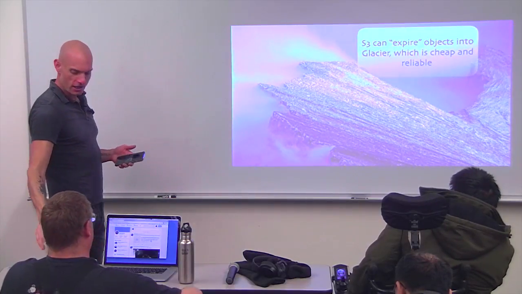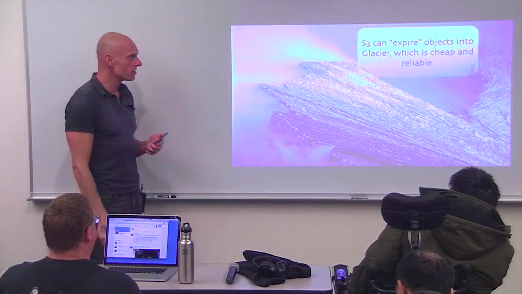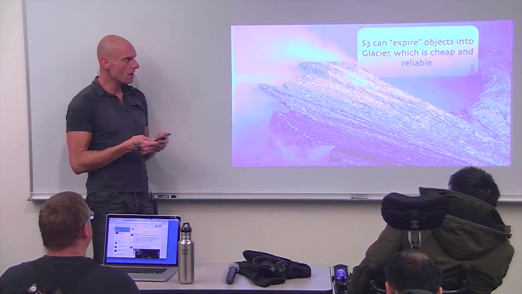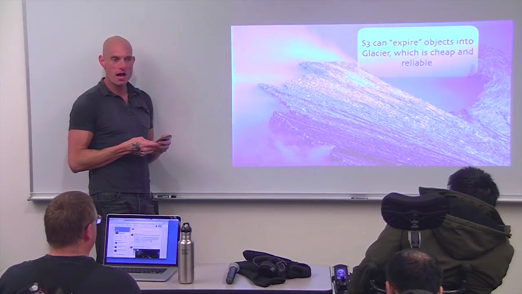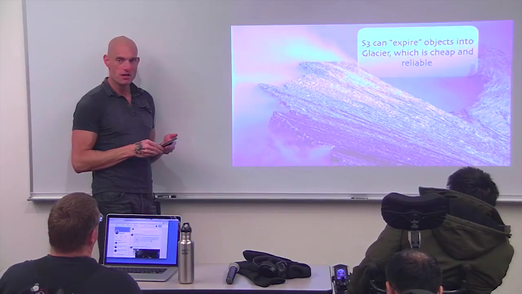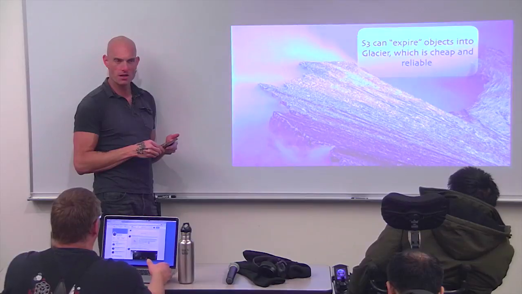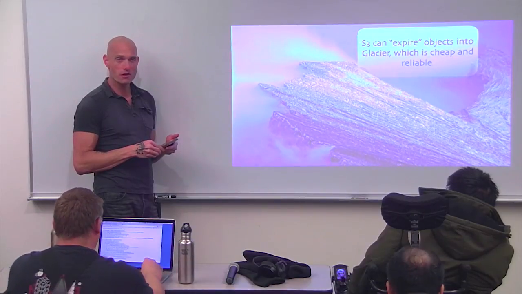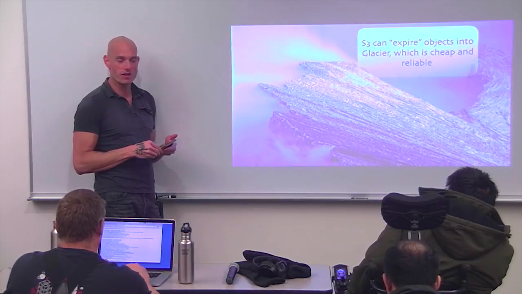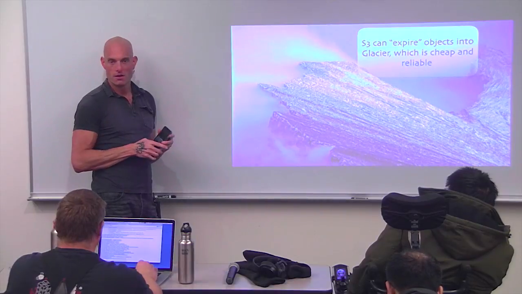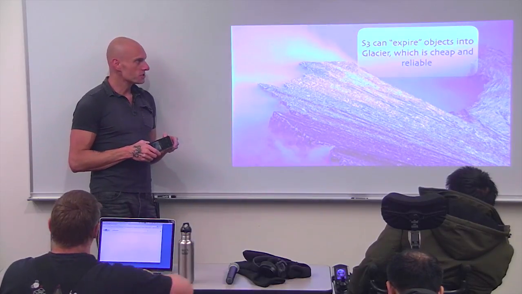So Glacier doesn't get a lot of exposure, but it's actually really cool. Glacier allows you to automatically expire objects out of an S3 bucket into Glacier. Glacier is long-term storage, and it's really, really cheap. When I say cheap, it's on the order of 5 cents a gigabyte a month. And you can store stuff there forever.